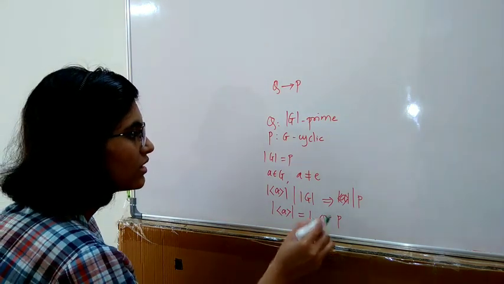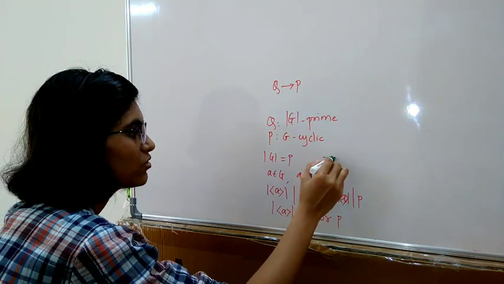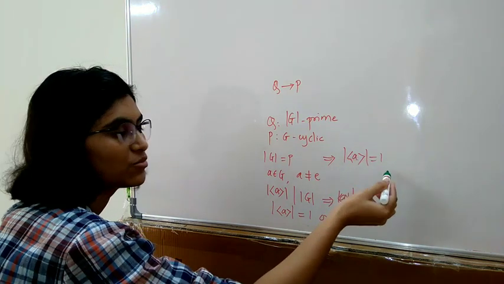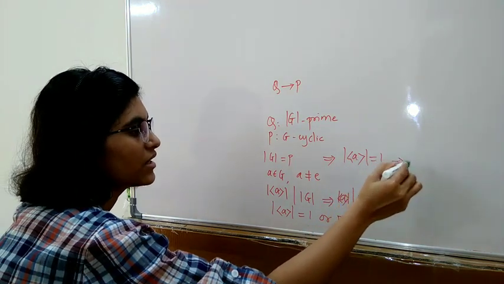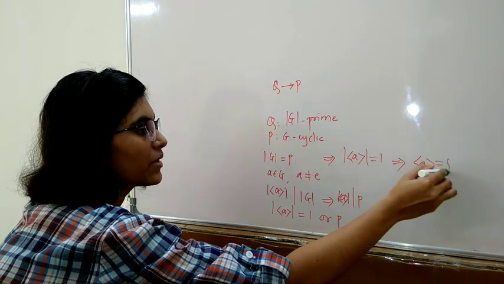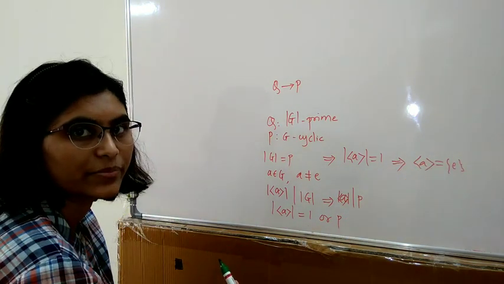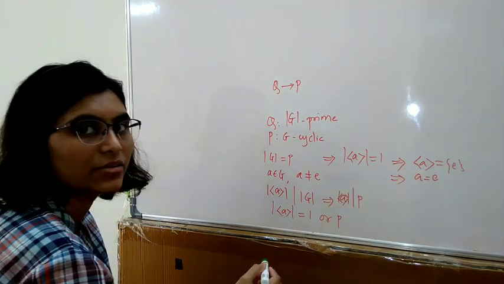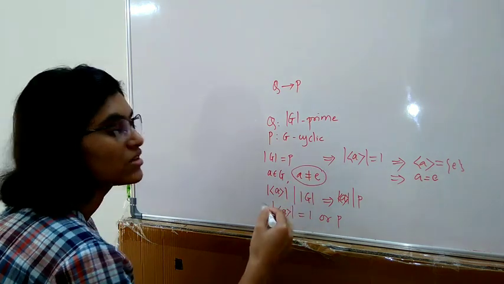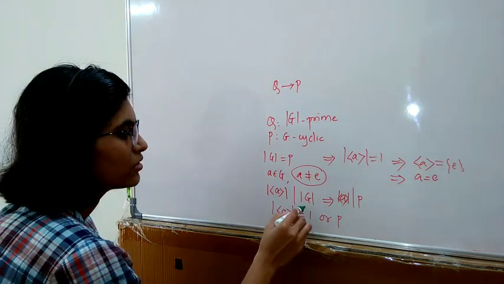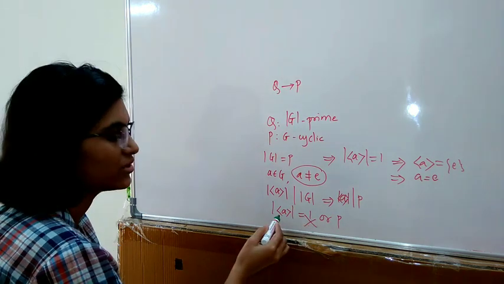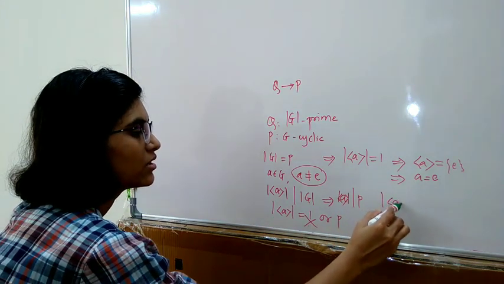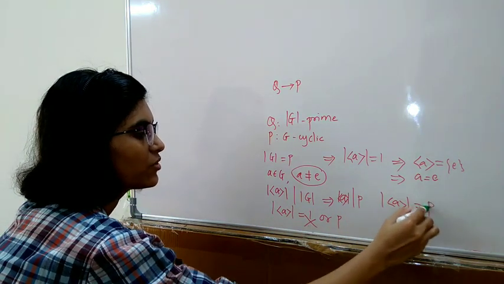Now if that subgroup is of order 1, then the subgroup generated by a is just the identity subgroup. This implies a is equal to the identity, but we have taken a as not equal to identity. So 1 is not a possible choice for the order of the subgroup generated by a, and hence the order of this subgroup is equal to p.